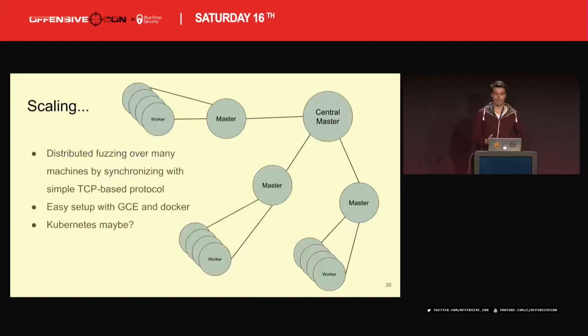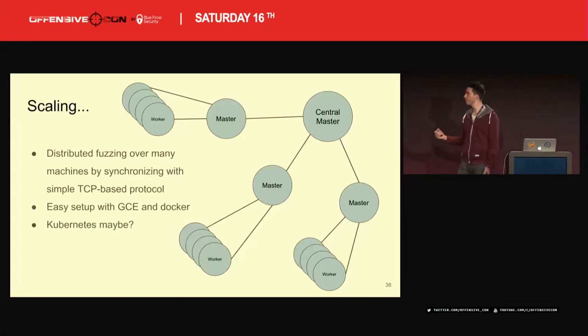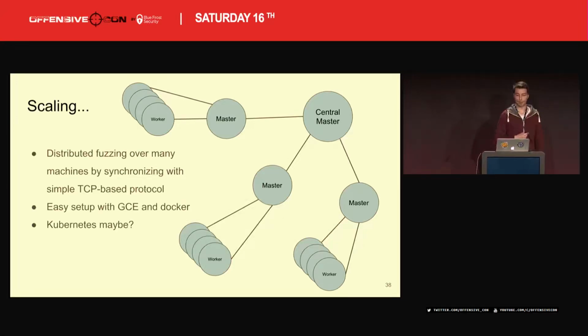Okay, so then talking about scaling, this is roughly the architecture that I have running right now. The potential problem is if there are way too many workers for one master, then since the master has to execute all the interesting samples, it might just get completely overloaded. So I have these intermediate masters and then a central one, which collects all the crashes. Synchronization works over a very simple TCP protocol.